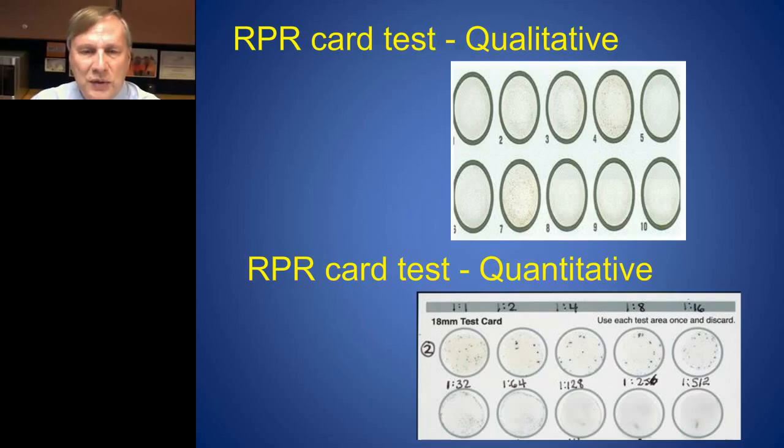But let's say it's 1 to 32. That's where the last well you see a positive. So your last positive was at a dilution of 1 to 32, so your titer is 32. Remember that the titer is just the reciprocal of the dilution. So when you get a result back that says R32, that means that was reactive or positive out to a dilution of 1 to 32. And we utilize this test to monitor the efficacy of the treatment that I just mentioned before.